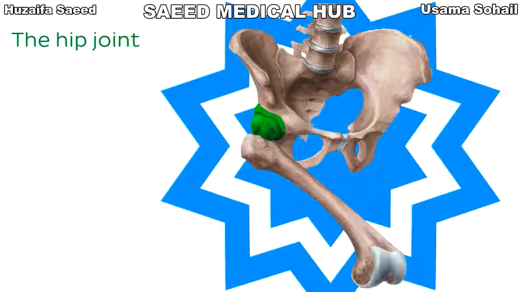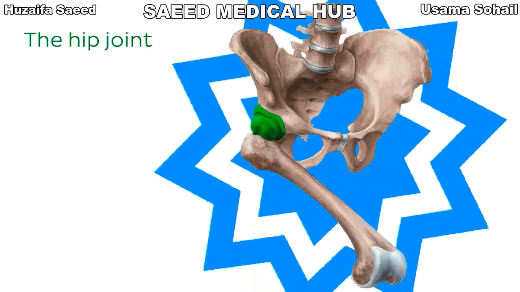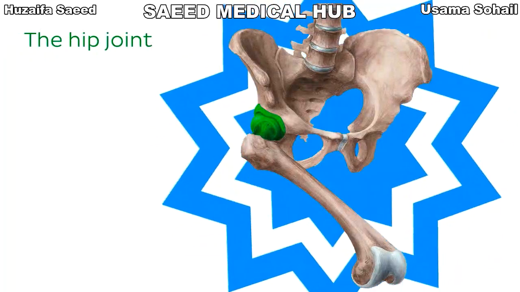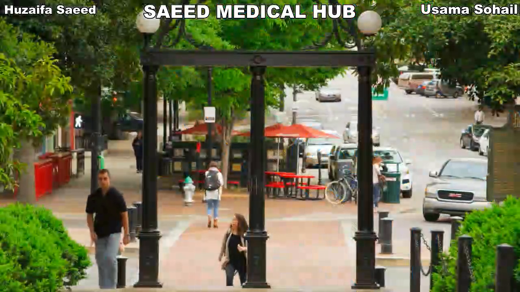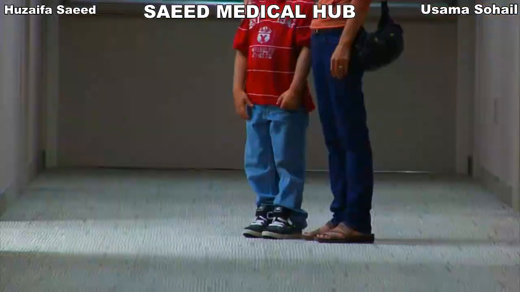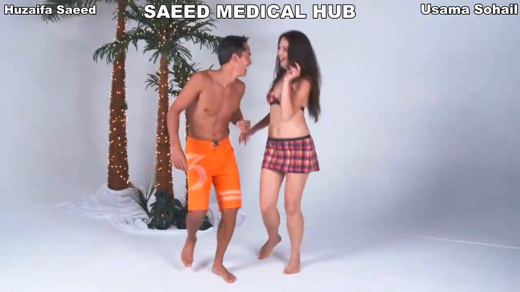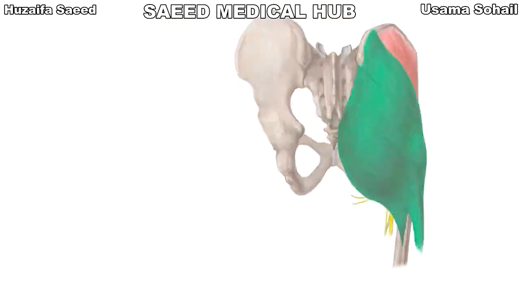Meet the hip joint, one of the largest and most important joints of the body. The hip joint is also one of the most mobile and freely movable joints, which we use to walk, run, sit, stand, and dance, just like our friends here. The hip joint requires a number of muscles to act on it in order to execute such functions.